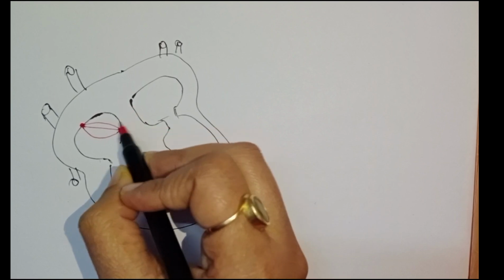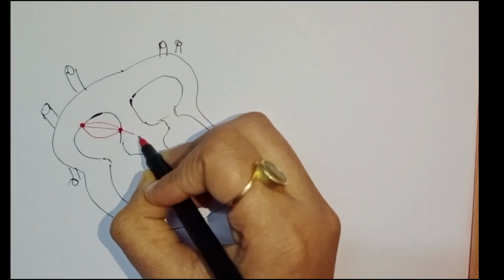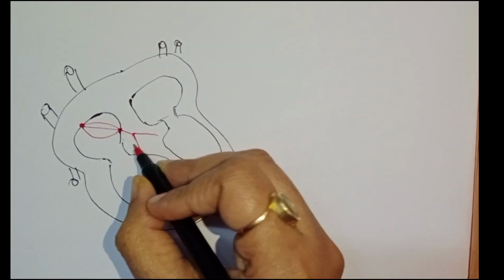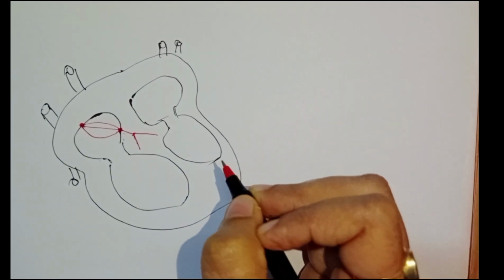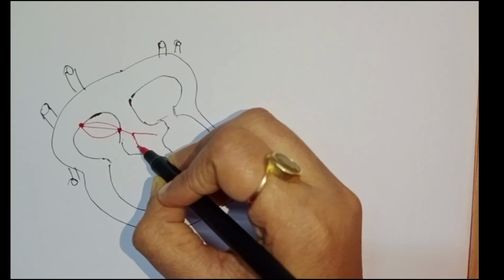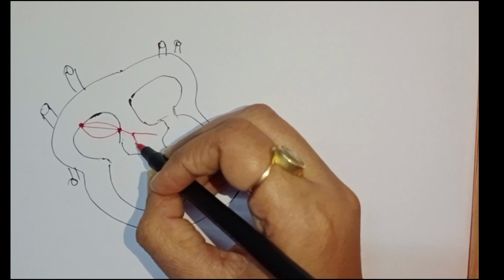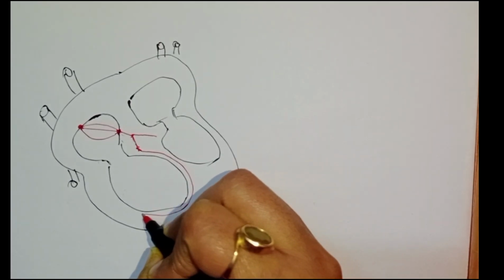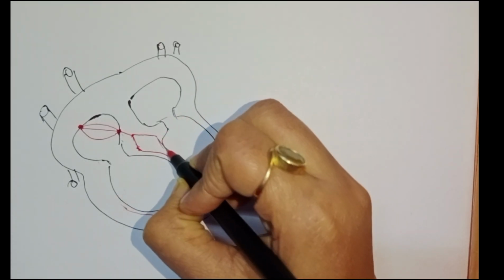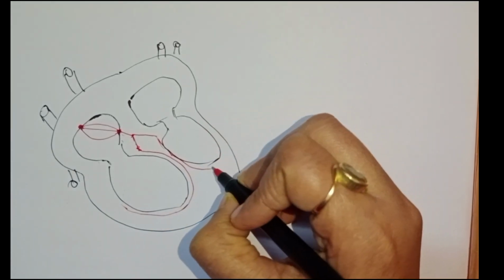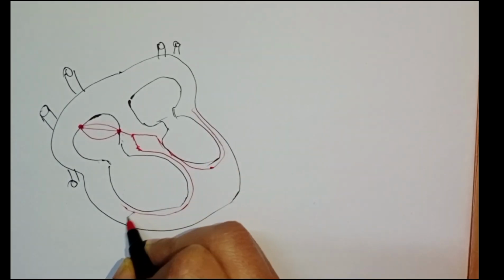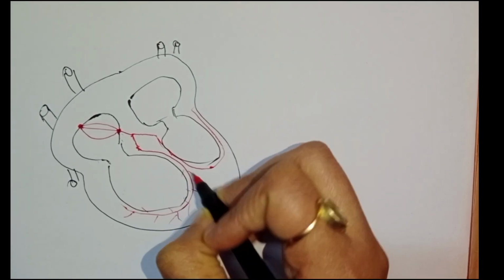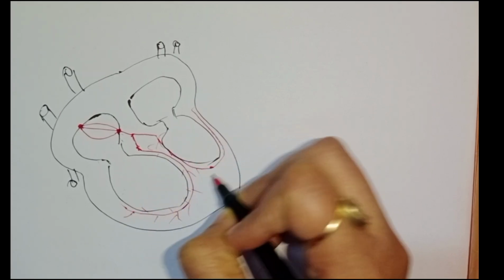Then from here arises bundle of His, which divides into two branches, right bundle branch and left bundle branch. And from here arises this bundle branch and covers the whole ventricle, and from the bundle branches arises the root-like structure, that is the Purkinje fiber.